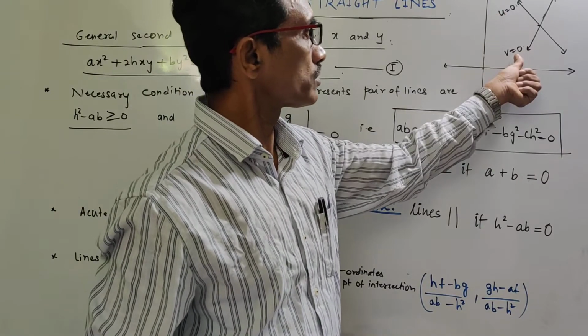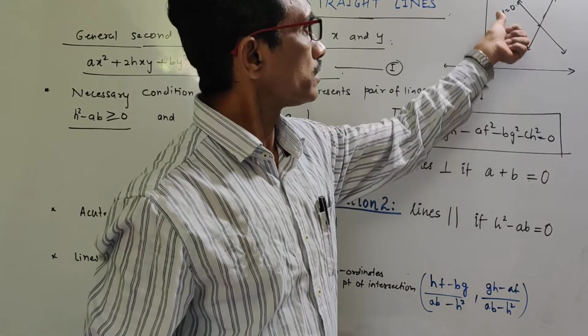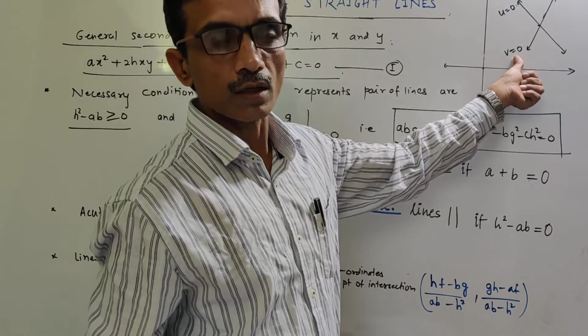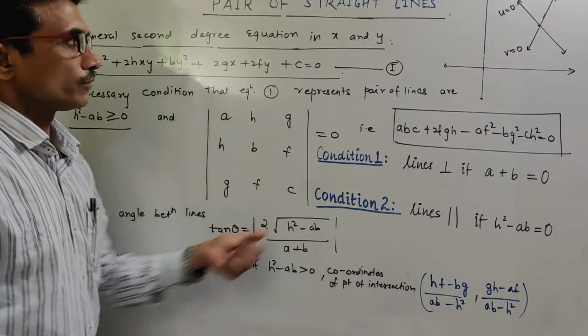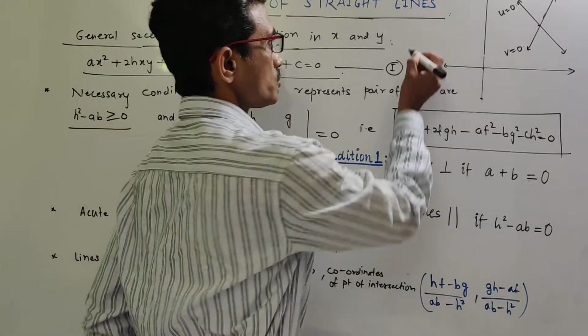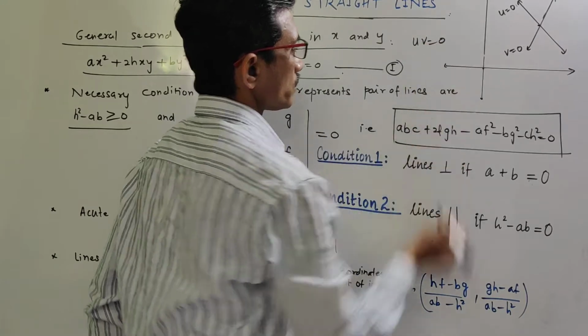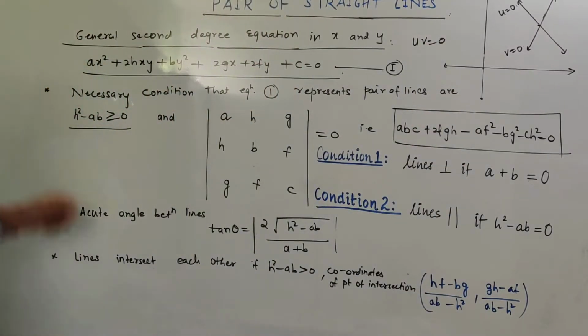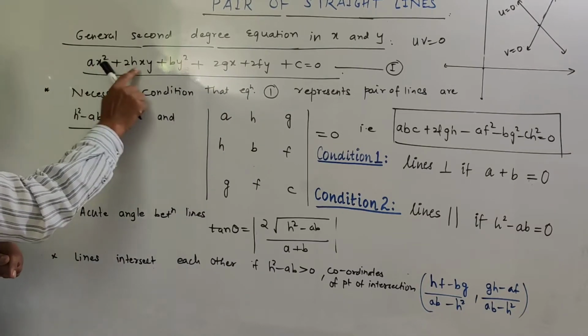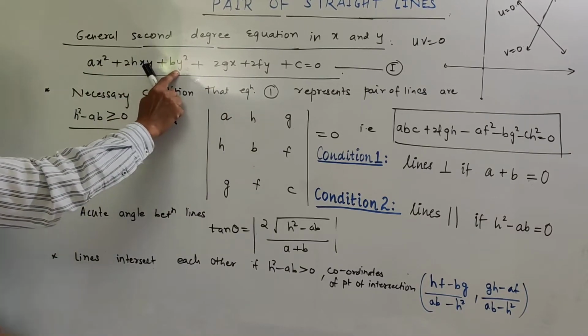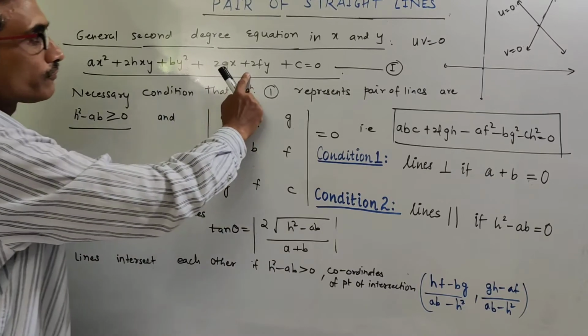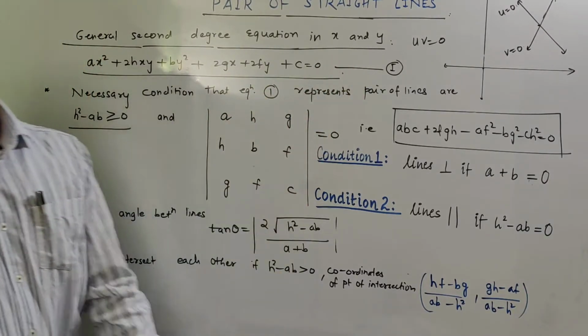So u is equal to 0 and v is equal to 0. These are two lines which are not passing through the origin. So joint equation of these two lines, that is u into v is equal to 0. So it will give us general second degree equation in x and y, like ax square plus 2hxy plus by square plus 2gx plus 2fy plus c is equal to 0.